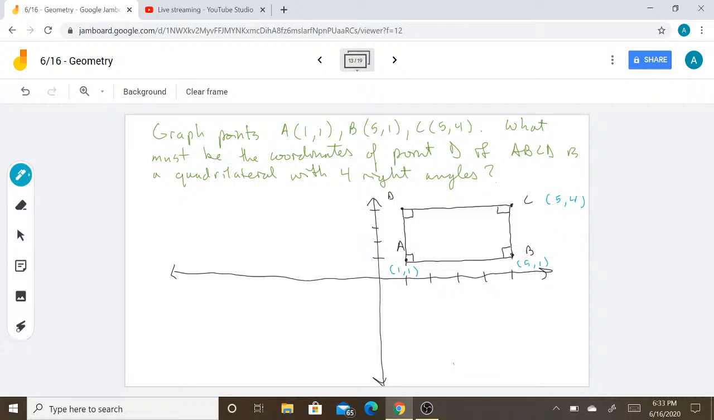And basically all we need to do now is find the coordinates of the point D that we already labeled on the graph. So if it's collinear with both A and C, then it must have the x coordinate of A, which is 1, and the y coordinate of C, which is 4. And now we can confirm that we have made a quadrilateral with 4 right angles.